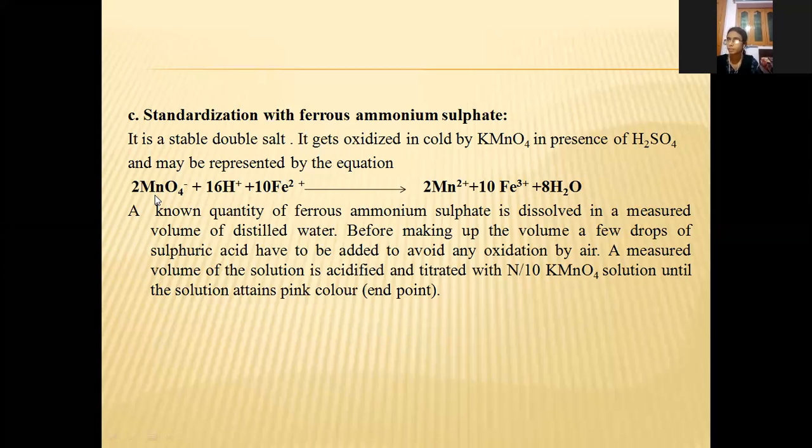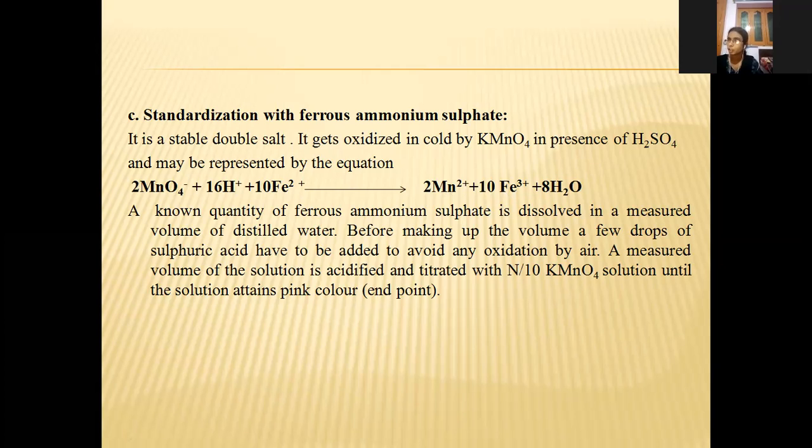See here, when 2 molecules of permanganate and 16 hydrogen ions and 10 ferrous ions, Fe2+, react with each other, we will get 2 molecules of manganese and 10 molecules of the ferric ion and 8 water molecules.